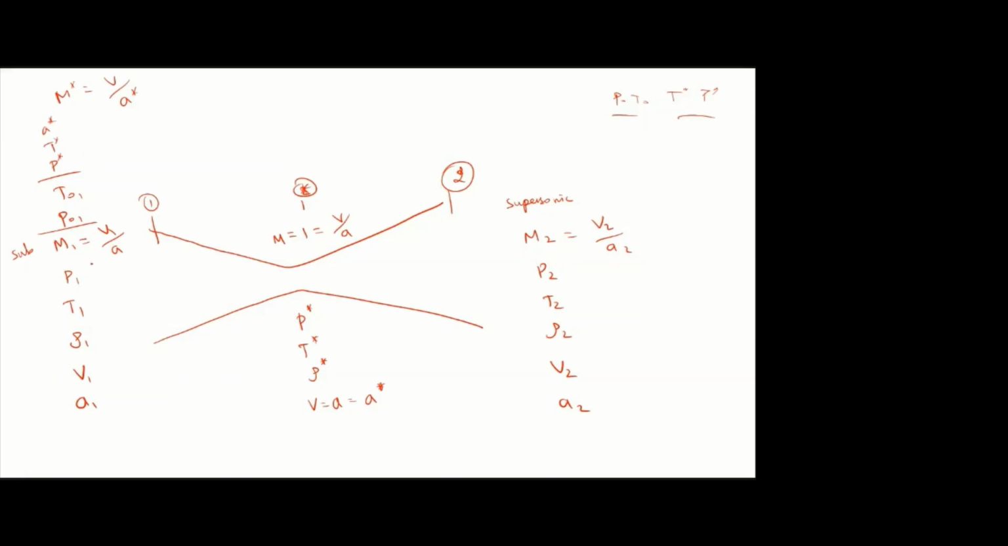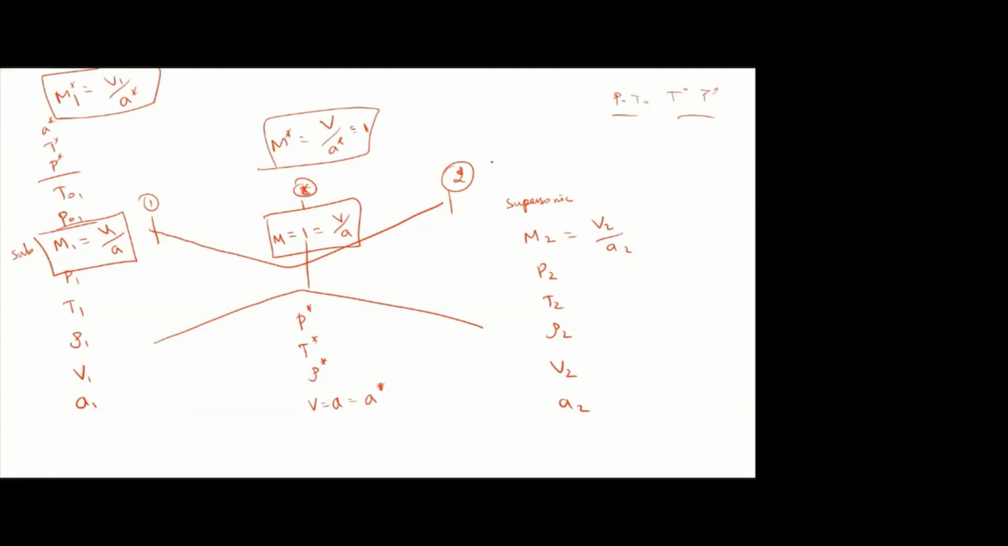So now in station 1 we can find this M1 star, because I know V1 and I know A star. So this is the local Mach number, and this is the characteristics Mach number. Similarly, in this station also I can find M star, which is V by A star. V and A star, everything is 1, so here you will get 1.